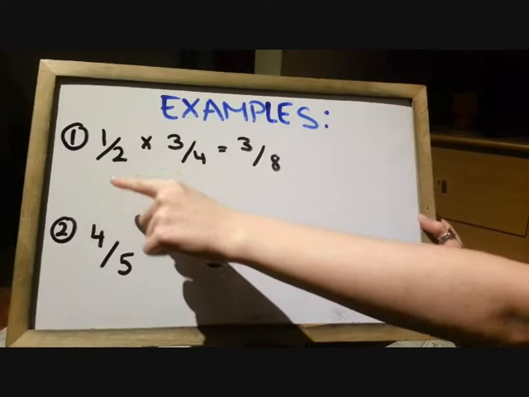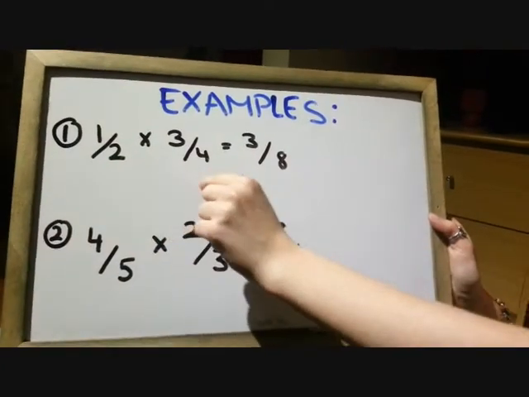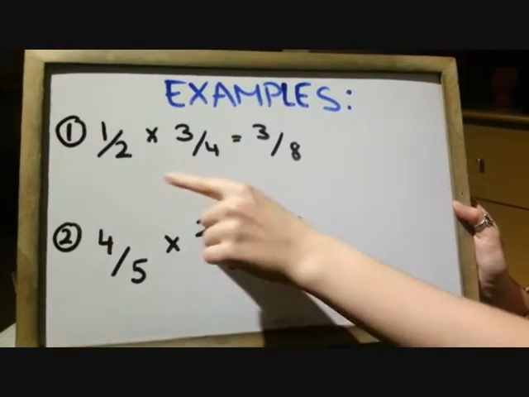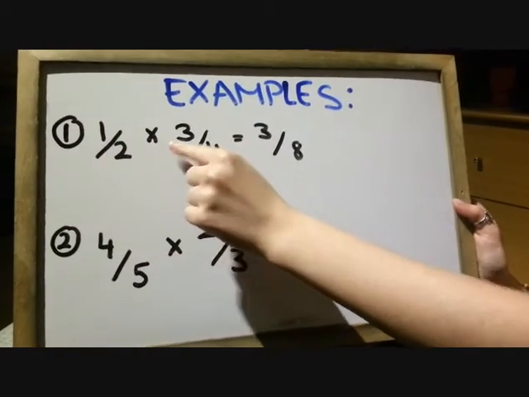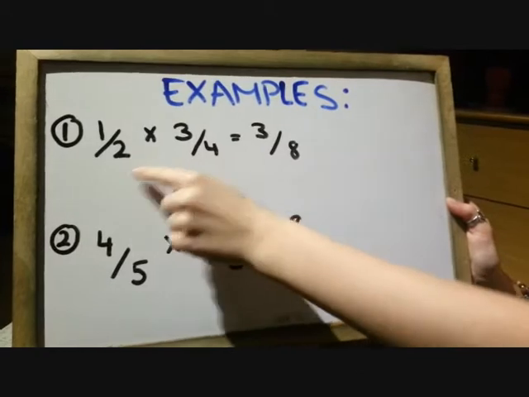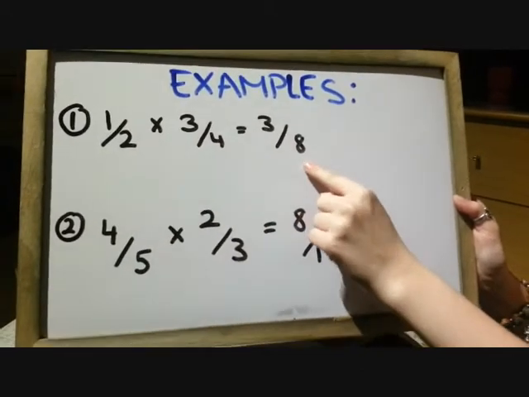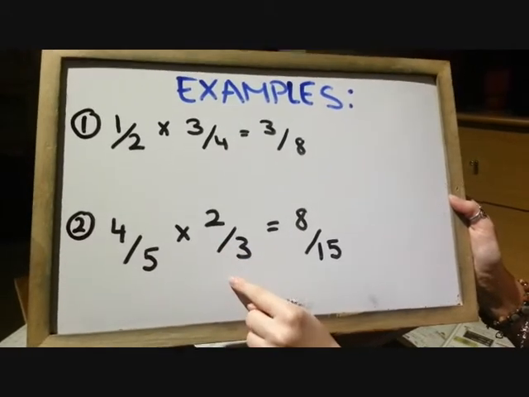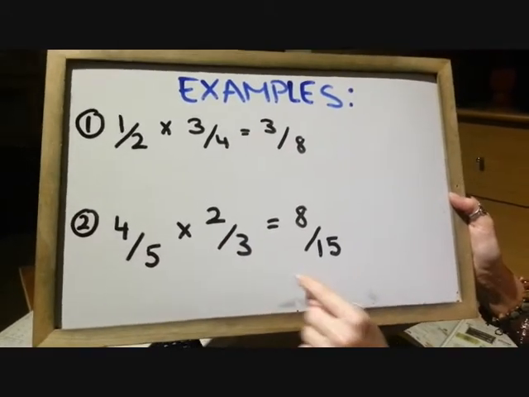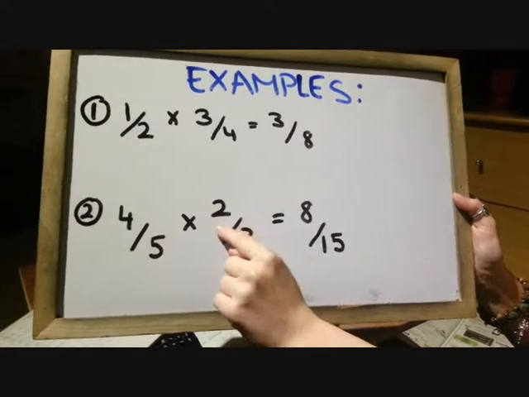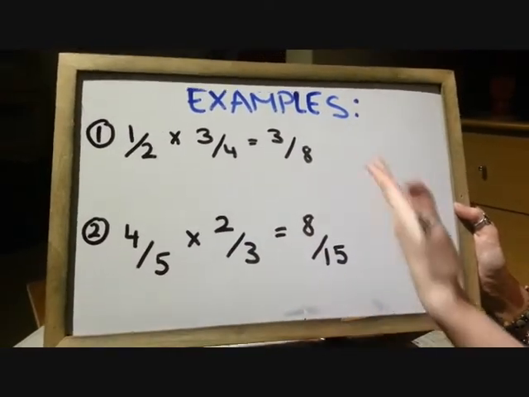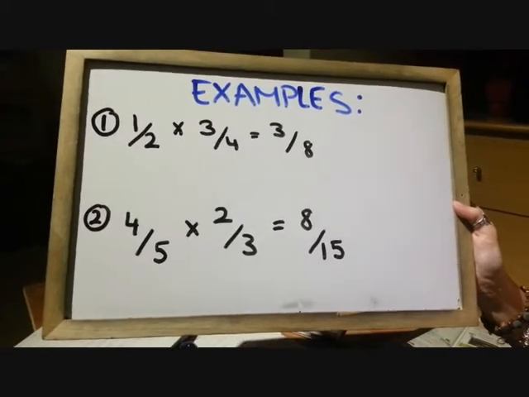Examples. First example is 1 over 2 times 3 over 4, which gives me 3 over 8. The way I did it was 1 times 3 gives me 3, 2 times 4 gives me 8. Second example is 4 over 5 times 2 over 3, which gives me 8 over 15. 4 times 2 gives me 8, and 5 times 3 gives me 15, and that's how I got my answers.